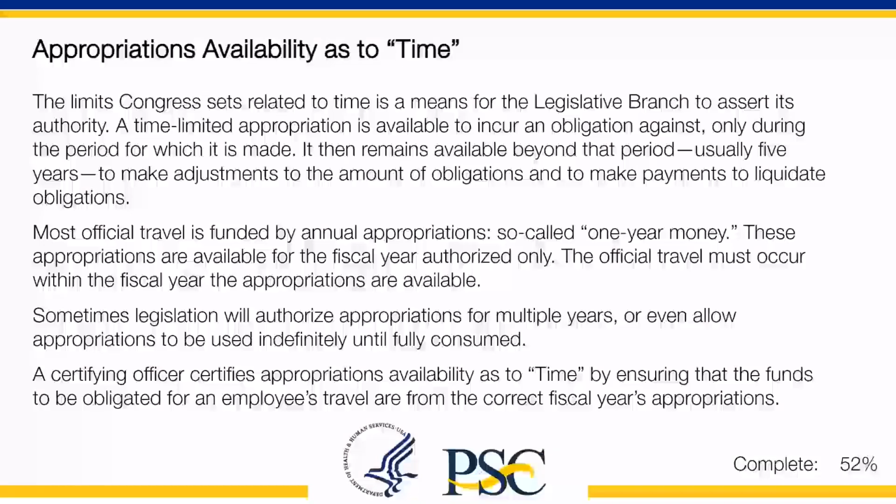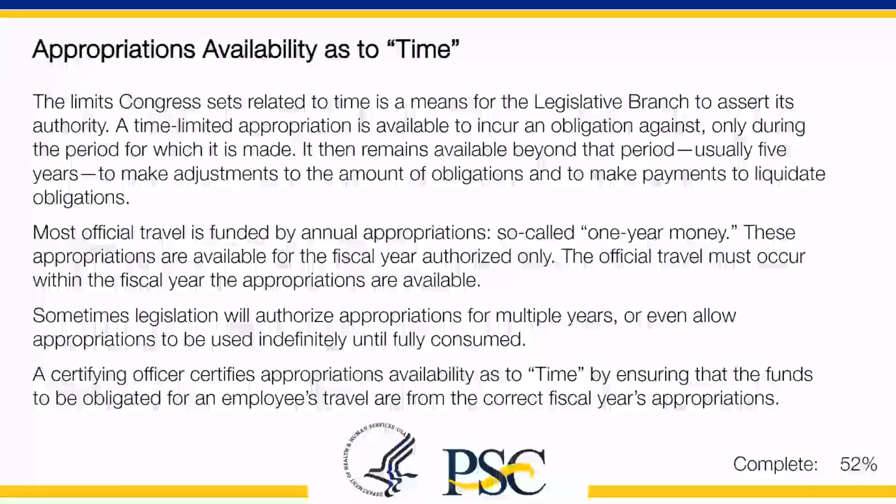The limits Congress sets related to time are a means for the legislative branch to assert its authority. A time-limited appropriation is available to incur an obligation against only during the period for which it is made. It remains available beyond that period, usually 5 years, to make adjustments to the amount of obligations, and to make payments to liquidate obligations. Most official travel is funded by annual appropriations, so-called one-year money.